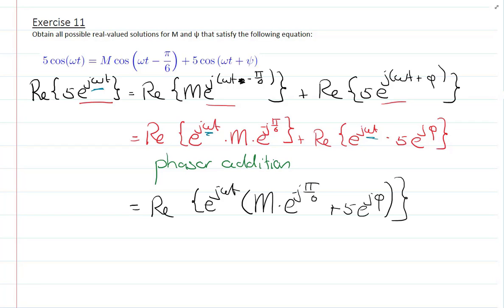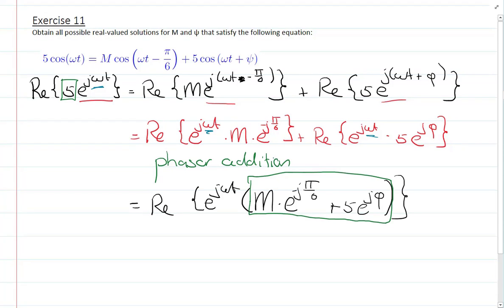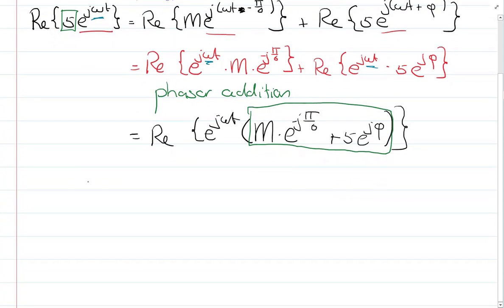What this means for our initial equation is that we have both the real parts of something multiplied with e to the power j omega t. So our 5 on the left hand side should be equal to m times e to the power minus j pi over 6 plus 5 e to the power j phi. So let's write this equation out: 5 is m times e to the power minus j pi over 6 plus 5 e to the power j phi.